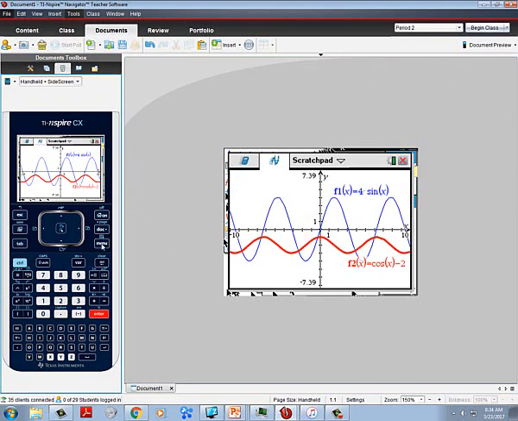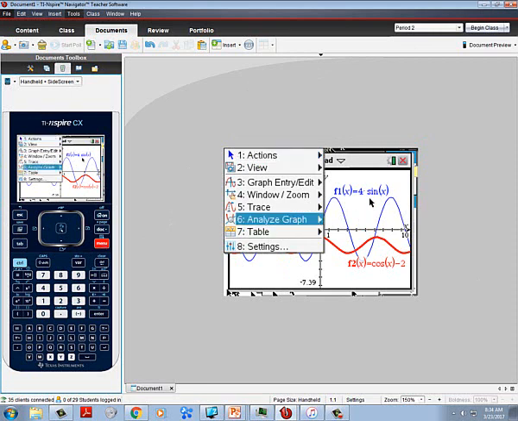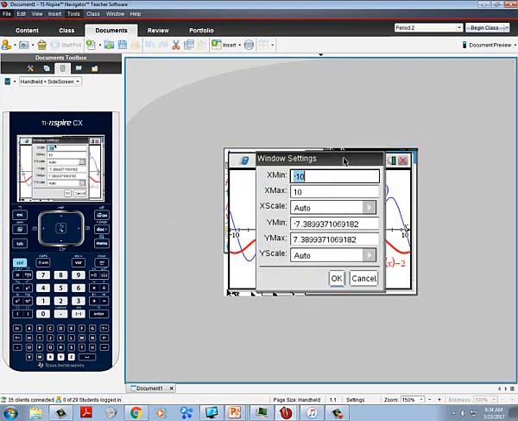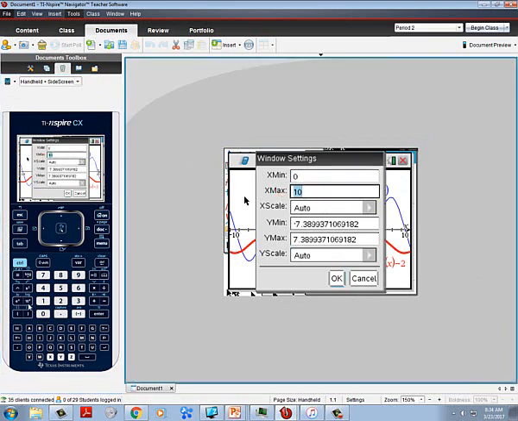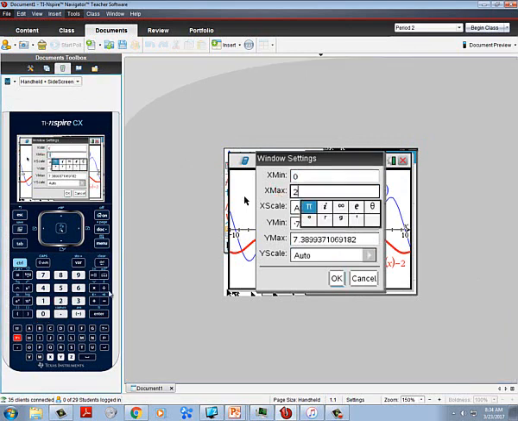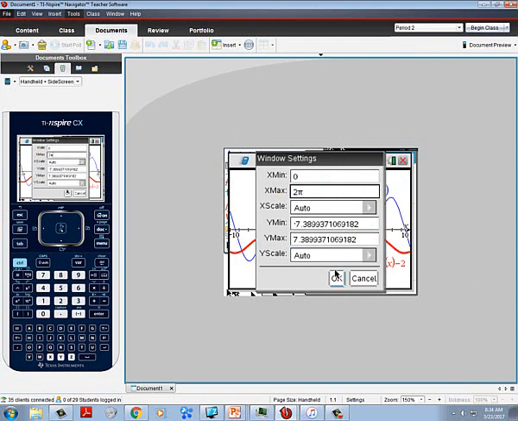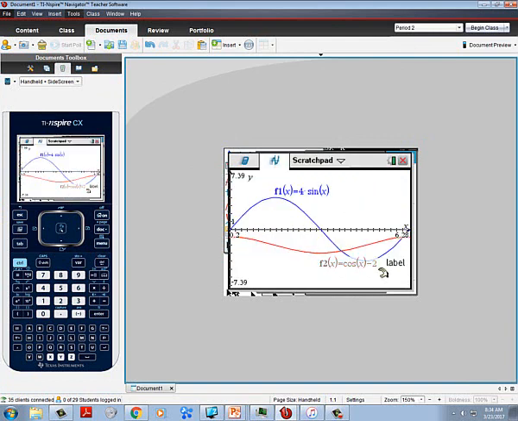So I'm going to go back to my menu, my window adjustment. Menu, window zoom, window settings, 0 to 2 pi. What I'm going to calculate this time is the points of intersection, which is still under the same place the zero was. And it looks like I've got 2 answers, right?